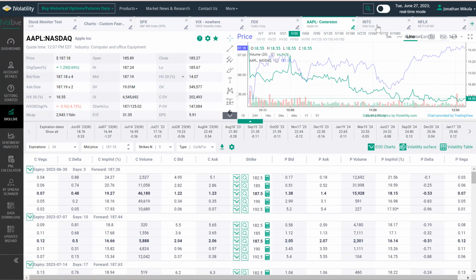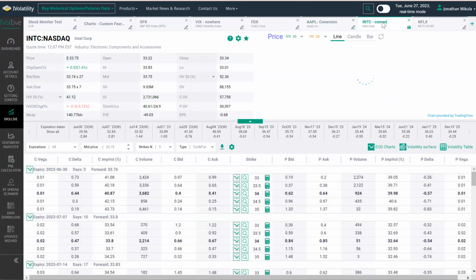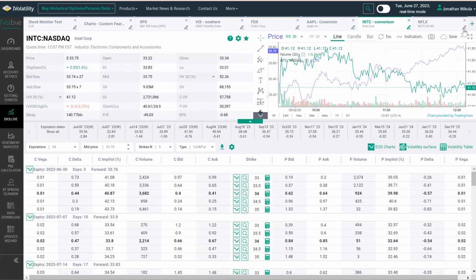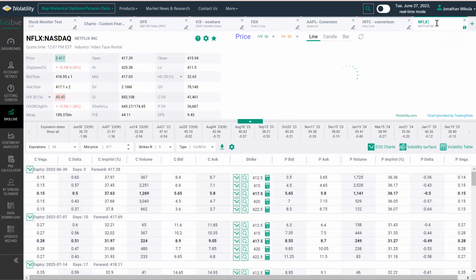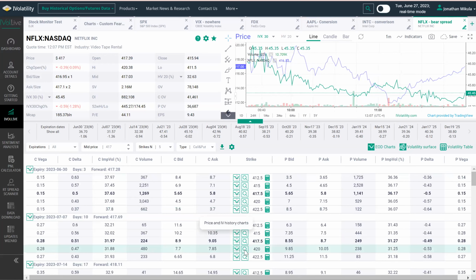And then as well, Intel is an interesting conversion example. So I can tag Intel, and then Netflix I thought would be a great bear spread. So for our various bear spreads, bear diagonal and bear vertical, I felt like Netflix will be an excellent example for that. So as we get going, let me just go ahead and mute a little bit more here.